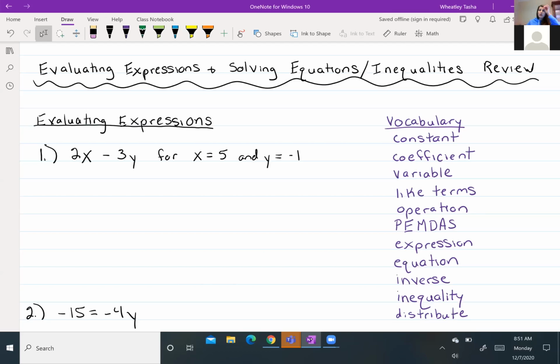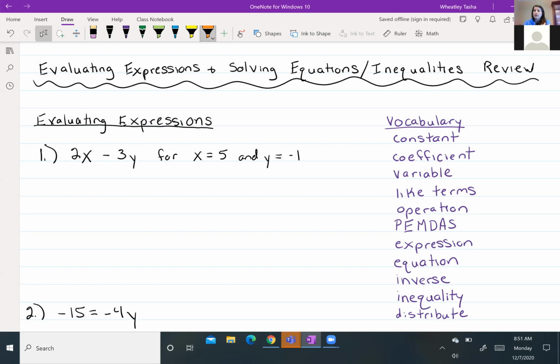Okay, I'm going to go ahead and move on. After each problem, I'll give you a minute to try it, and then we'll go over it. So, evaluating expressions: 2x minus 3y for x equals 5 and y equals -1. If you have already tried that problem and solved it, type your answer in the chat, just so I can see and be like, yep, you know what you're doing. If not, that's what I'm going to go over right now.